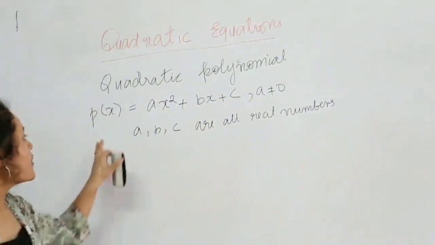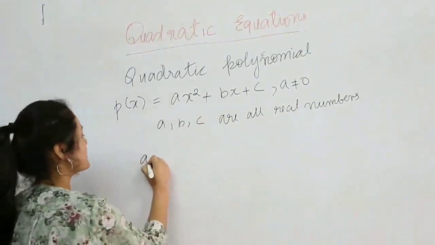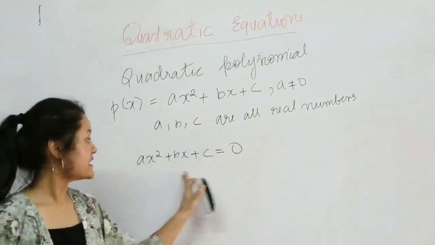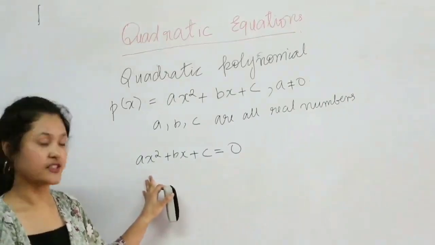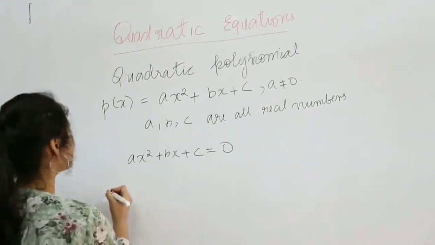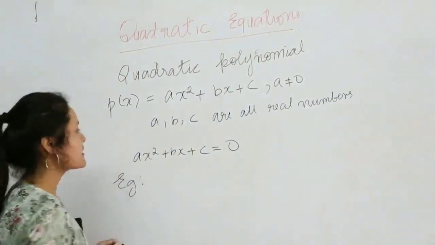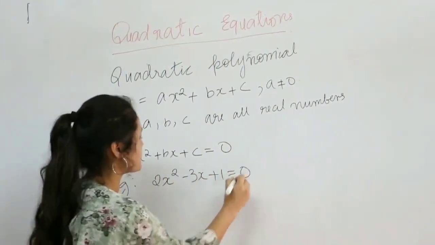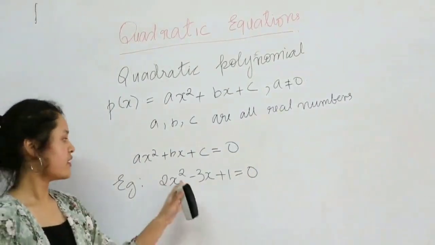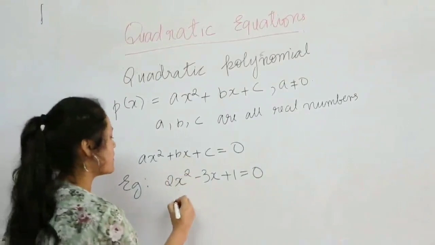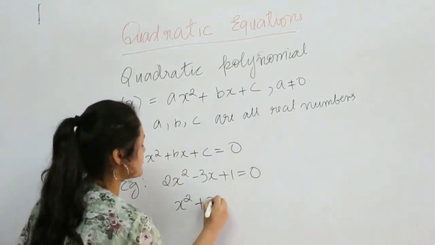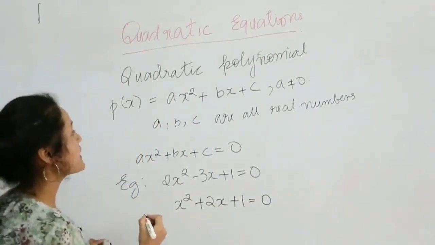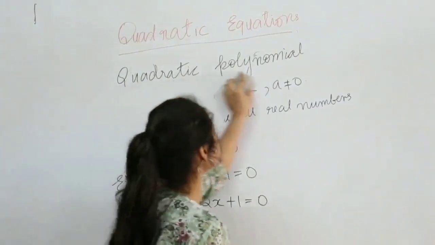Now, when I equate this polynomial, ax squared plus bx plus c, equal to 0, then this equation is a quadratic equation. So now, I'll give you some examples. 2x squared minus 3x plus 1 equal to 0. This is a quadratic equation because it is of degree 2. Also, I can take some examples like this. This one also is a quadratic equation. So, let us move to solution of quadratic equation.